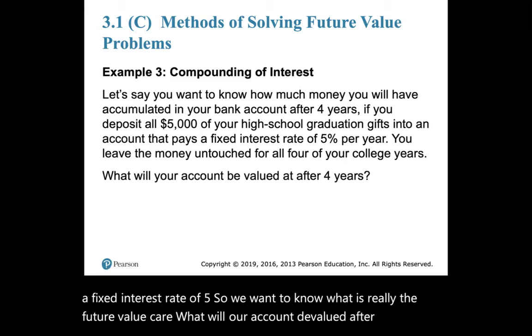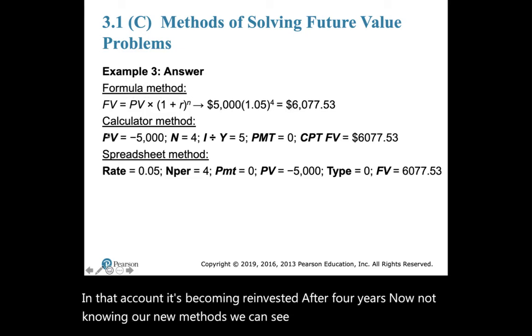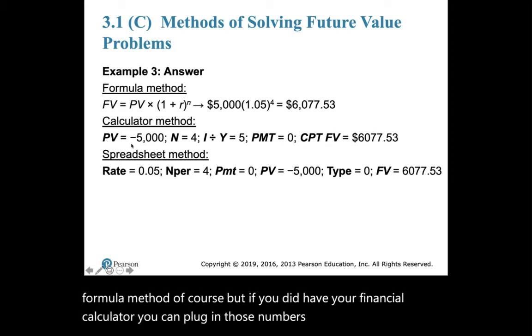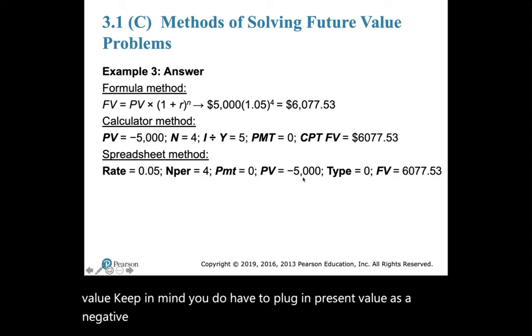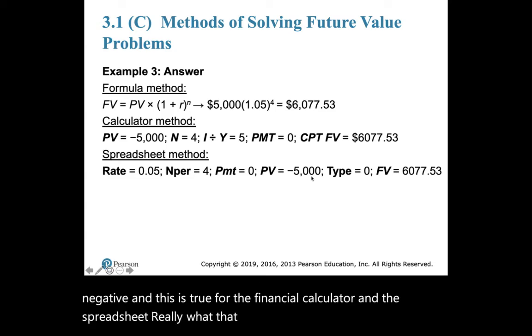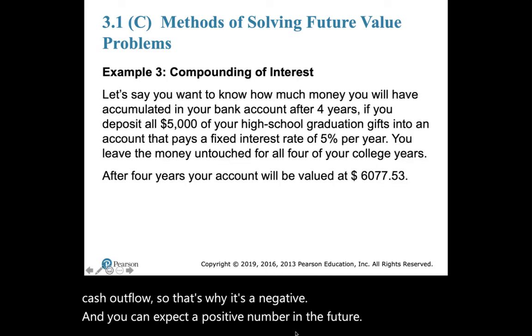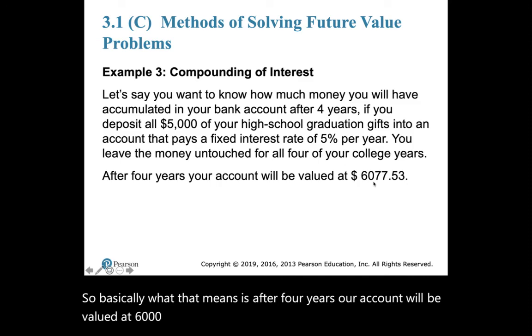Now, knowing our new methods, we can see again, we can use the formula method, of course, but if you did have your financial calculator, you can plug in those numbers. You will get the same value. Keep in mind you do have to plug in present value as a negative, and this is true for the financial calculator and the spreadsheet. Really, what that signifies is that the present value is a cash outflow. So that's why it's a negative, and you can expect a positive number in the future. Okay. So basically what that means is after 4 years, our account will be valued at $6,077.53.